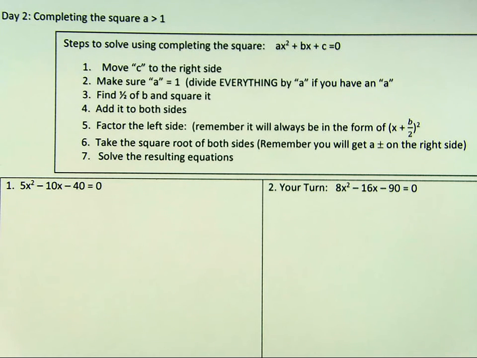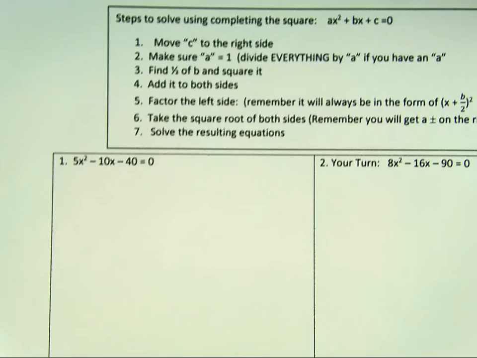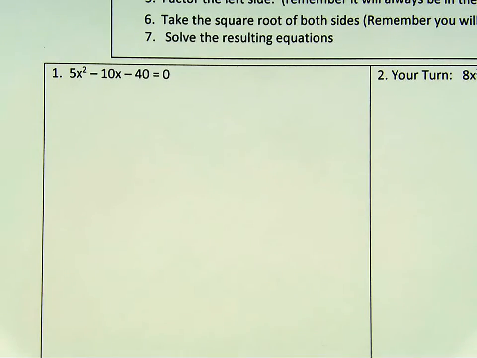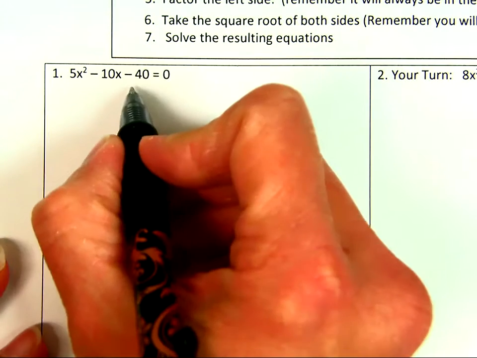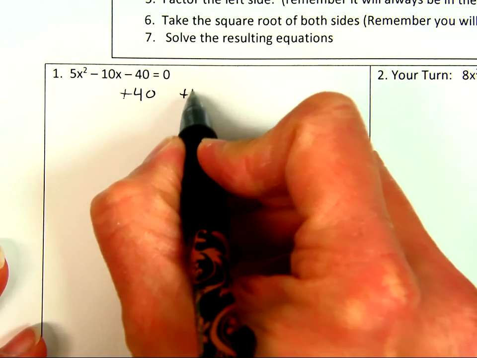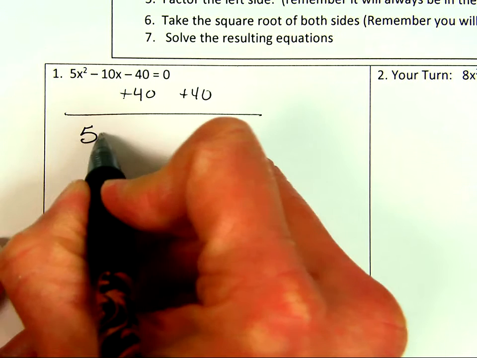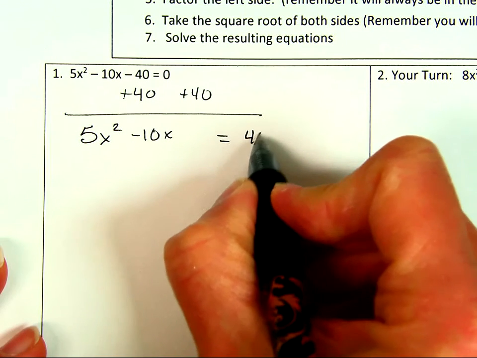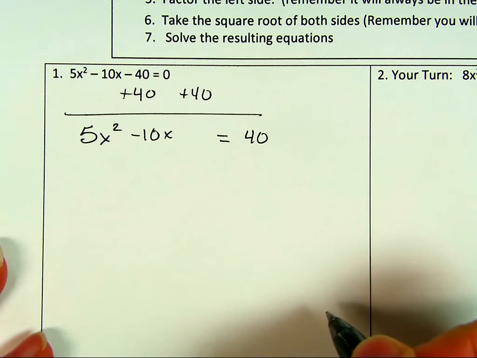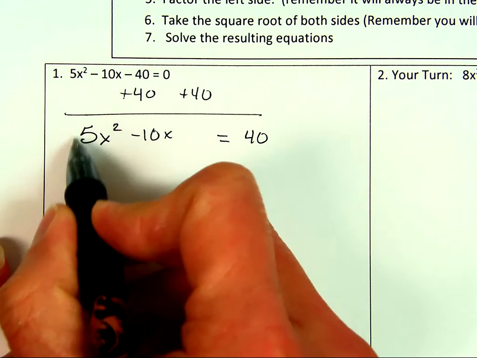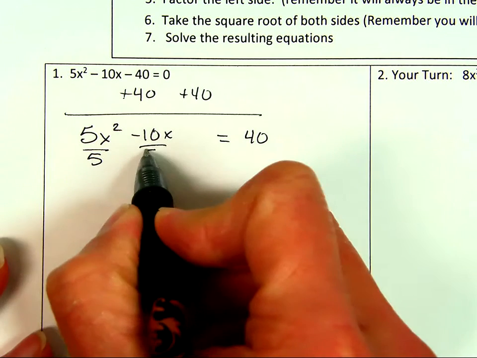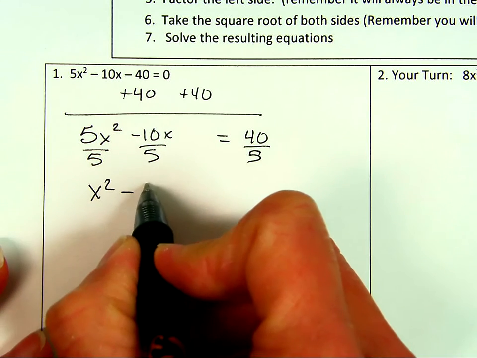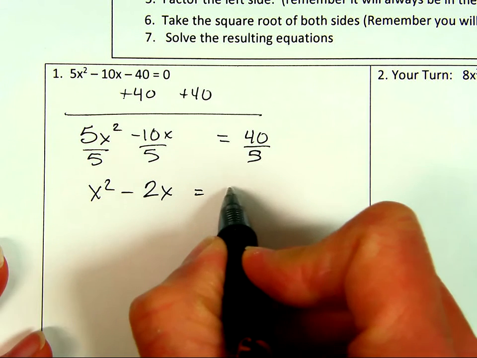So our first step is to move c to the right side. I'm going to zoom in here, and we're going to do this question right here. We're going to move c to the right, and we're going to say 5x squared minus 10x equals 40. Then we're going to divide everything by 5 because we want to make sure that a is 1. We get x squared minus 2x equals 8.